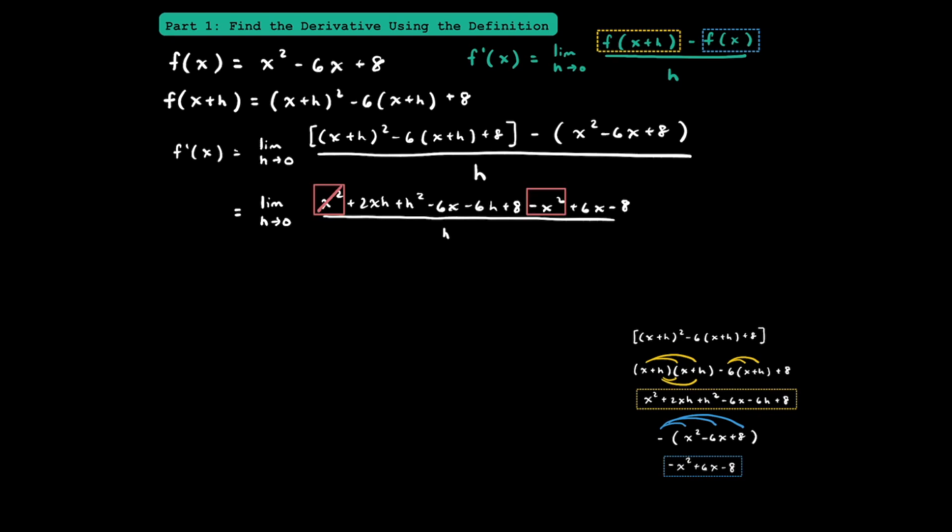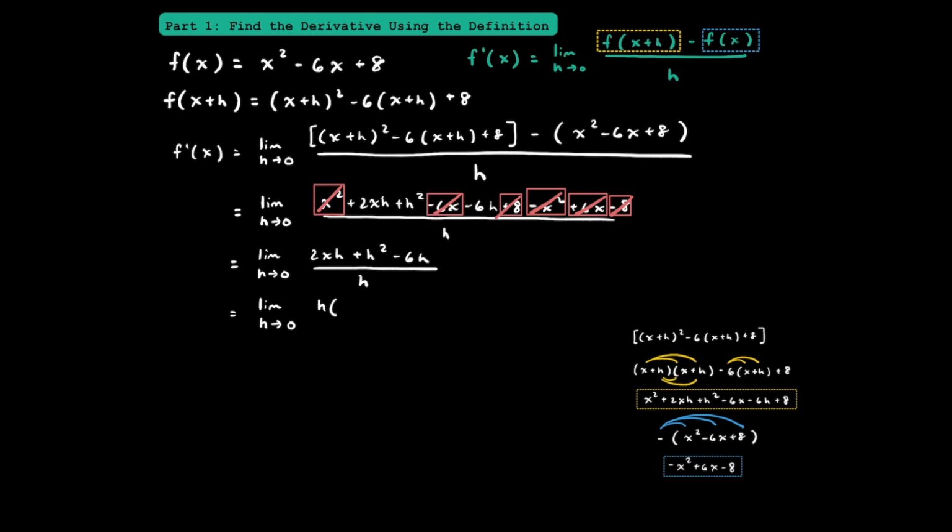Here we can see the x squareds will cancel out, the plus and minus 6x will cancel out, and the plus or minus 8 will cancel out. This leaves us with a limit as h is approaching 0 of 2xh plus h squared minus 6h all over h.